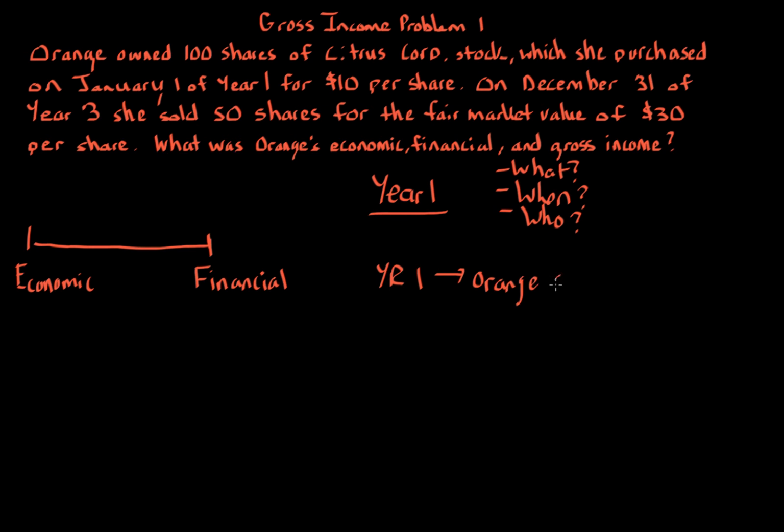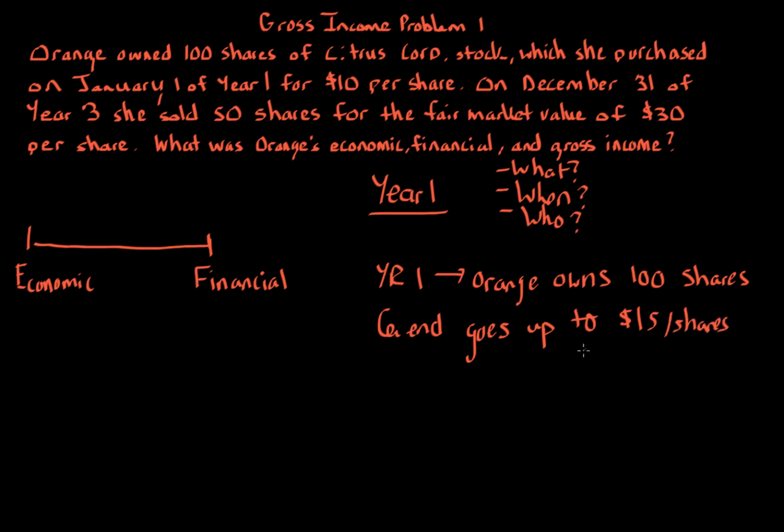Orange owns the Citrus Corporation, 100 shares of Citrus Corp. This stock has value. Now, economically, let's say the stock goes up in value. If Orange purchases it for $10 per share, which let's assume is the fair market value at that time, let's say at the end of year 1, it goes up to $15 per share. This is just to add to the facts.